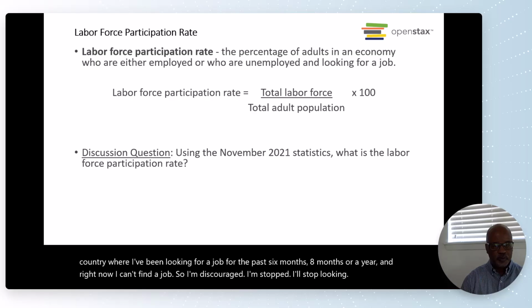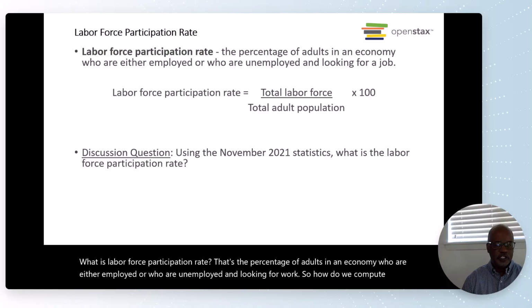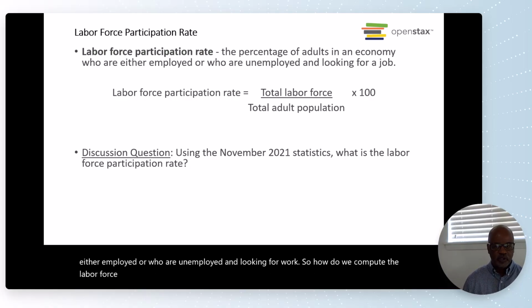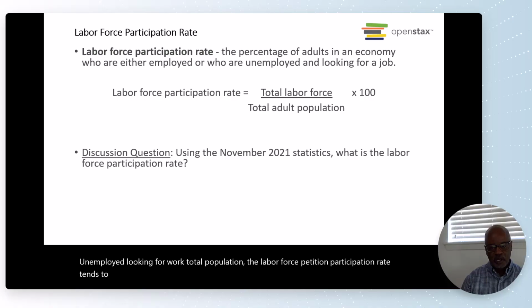What is labor force participation rate? That's the percentage of adults in an economy who are either employed or who are unemployed and looking for work. So, how do we compute the labor force participation rate? We'll take the total labor force divided by the total adult population times 100. Again, the total labor force is employed plus unemployed looking for work, over total population. The labor force participation rate tends to hover around 70% in this country for whatever reason, good or bad. I just wanted to give you a barometer.